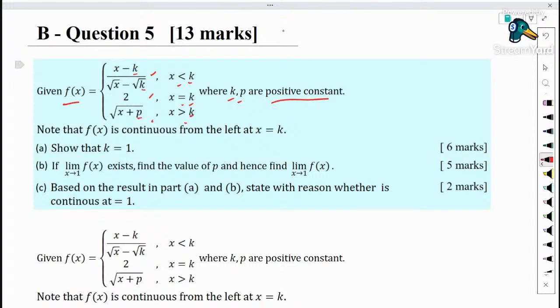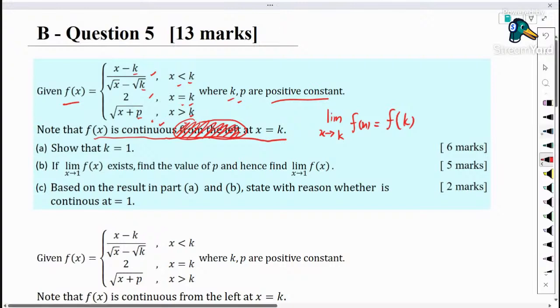Then next, note that f is continuous from the left at x equals K. Usually you see continuous at K, but what is continuous from the left? Without the words from the left, continuous at x equals K means the limit as x approaches K of f(x) equals f(K). This is continuous at x equals K. But what if now I have the statement from the left?